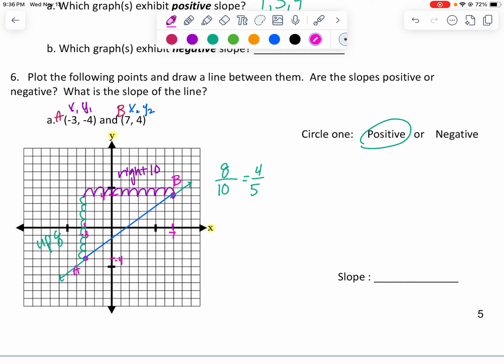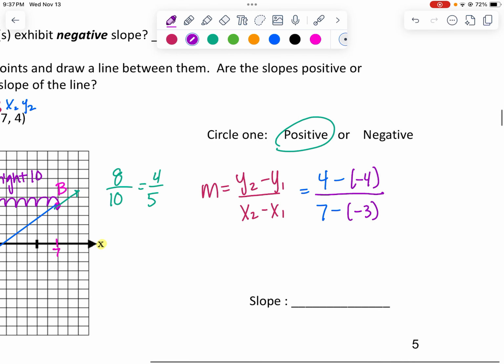So now I can check to see if we were correct with my estimation of 4/5. I can go ahead and use my slope formula. So we get m is equal to y2 minus y1 over x2 minus x1. Again, I'm pulling those points from over here. So my y2 is 4. My y1 is -4. And then my x2 is 7. And my x1 is -3.